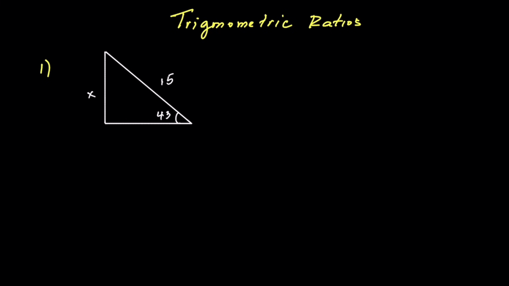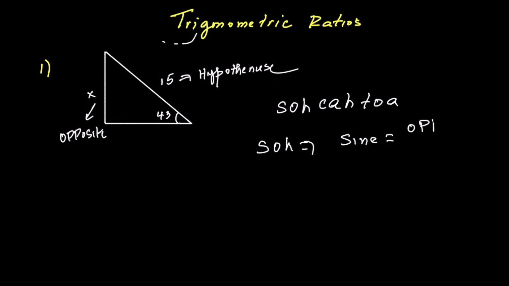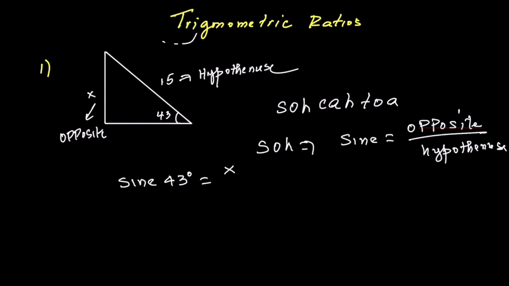Example 1. The angle is 43 degrees. The given side is 15. 15 is the hypotenuse. The unknown side x is opposite the angle. Opposite over hypotenuse means sine. We write sine of 43 equals x divided by 15.